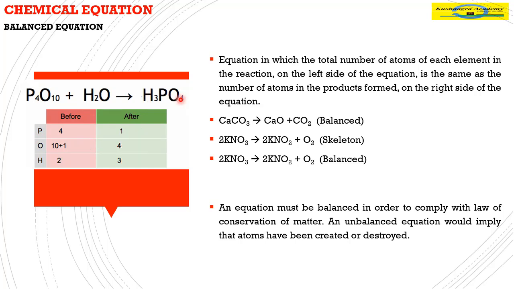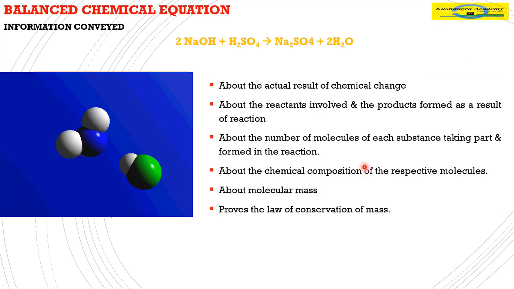of matter. So when the chemical equation is not balanced, it is called the skeleton form of the chemical equation. When the chemical equation is balanced, it is called the balanced form of the chemical equation. Now the next question comes to our mind, what information can a chemical equation give?